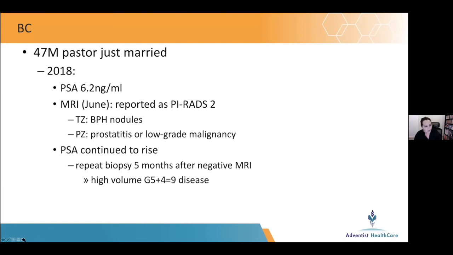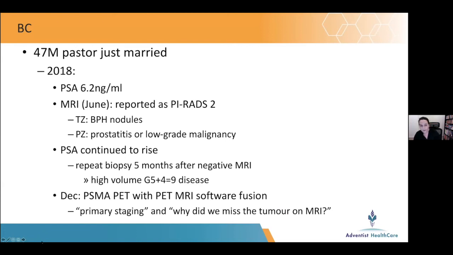And so he was then sent, the week before Christmas, for a PSMA PET with us, and there were 2 questions asked by the referrer. Firstly, to stage this young man with high-grade disease, and also why did we miss such a high-volume tumour on the MRI?